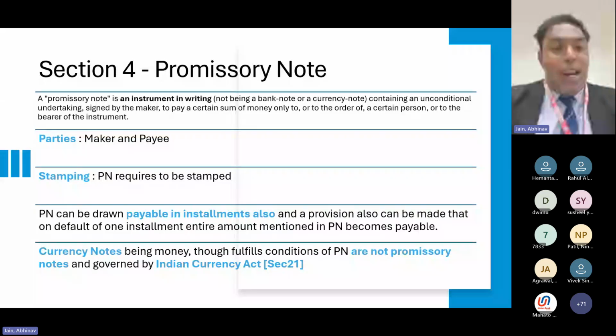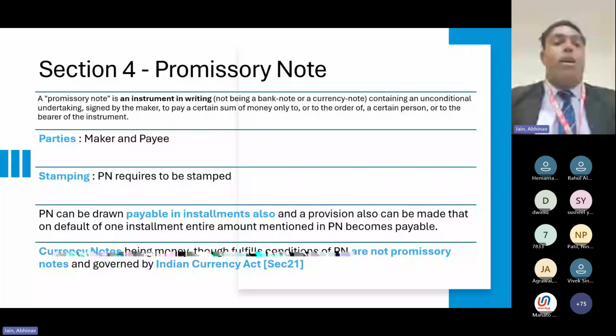Another important aspect is that currency notes, being money, though they fulfill the conditions of a promissory note, are not promissory notes and are governed by the Indian Currency Act, section 21. It is a very important point. The currency notes are not promissory notes. Even though they fulfill all the conditions of a promissory note, they are governed by Indian Currency Act section 21. So you need to remember, a straight question can come in the examination that under which section of which act currency notes are defined. So it is section 21 of the Indian Currency Act.